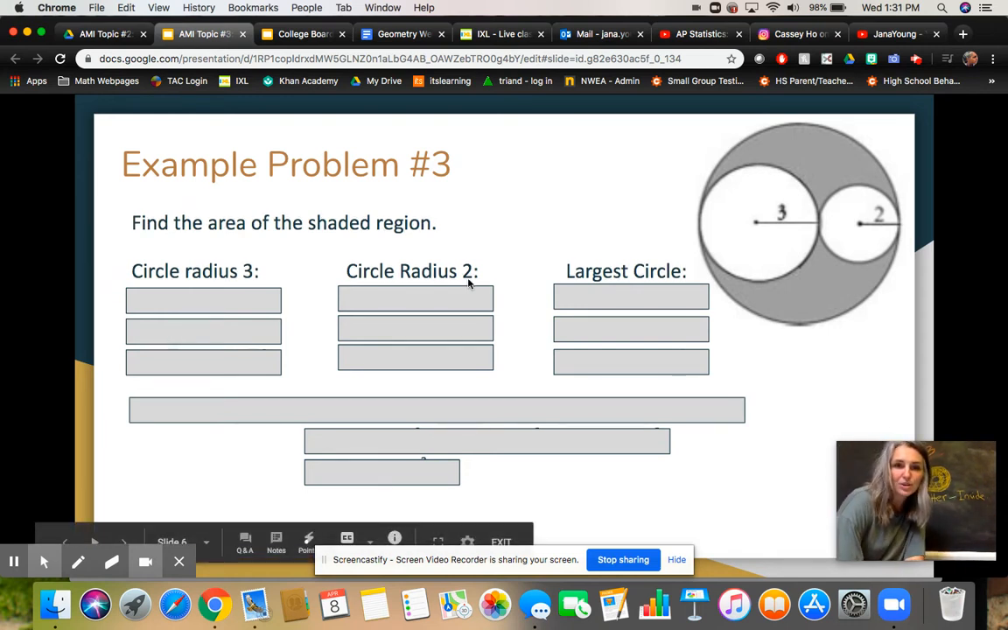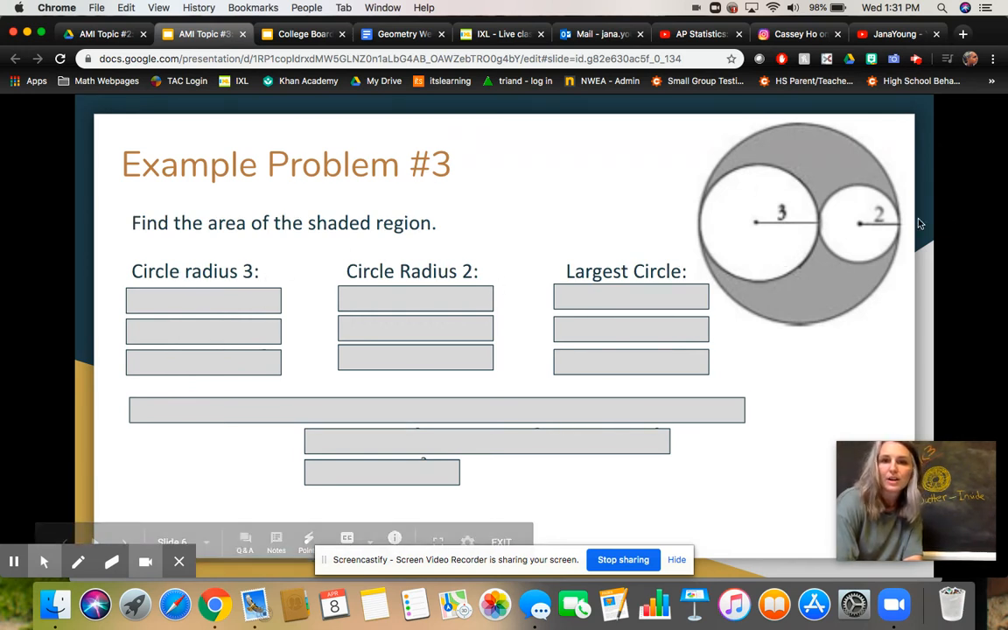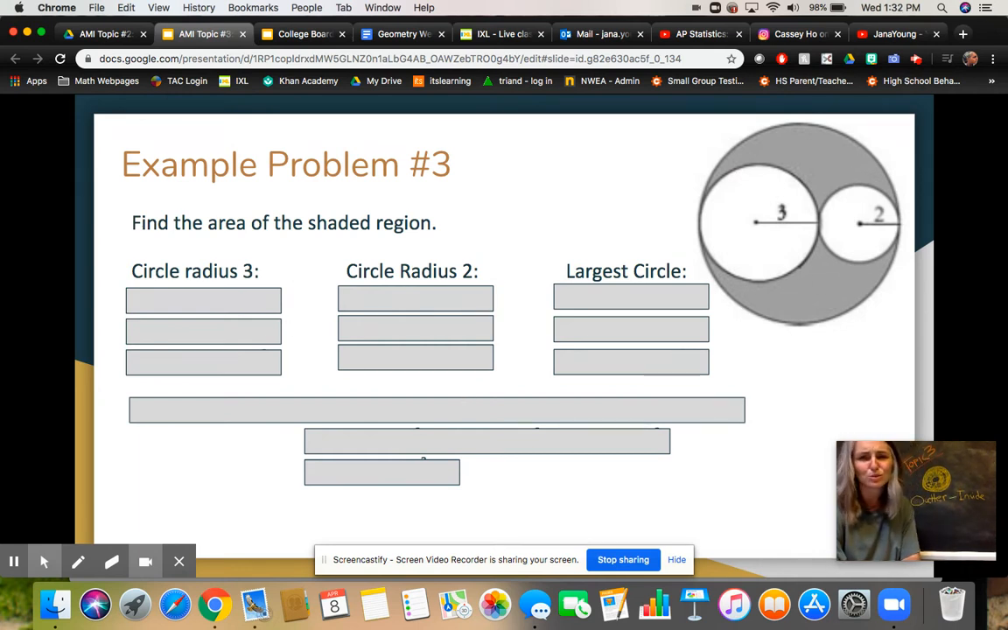He has 3 circles, so I went ahead and I've got circle radius 3, that's this guy. Circle radius 2, that's this guy. And then the largest outside circle, and when I subtract, that's going to give me this gray region here. Okay, so circle radius 3 is super easy. Pi r squared, which is just 3.14 times 3 squared, which is 9 times 9.